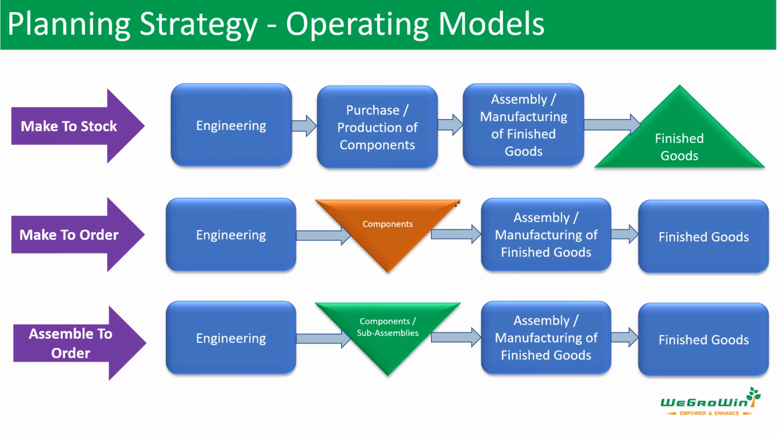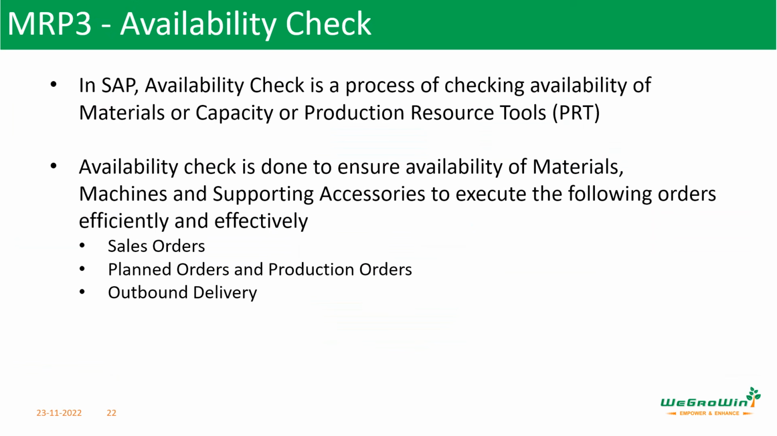In an assemble to order situation, we keep the components and subassemblies or modular products ready. So the components and subassemblies are kept based on the forecast or the expected stock level, and they will be assembled only after getting the order from the customer. So that is assemble to order, which means we keep component subassemblies ready in stock, but we convert them into finished product only on getting an order from the customer. What is availability check?